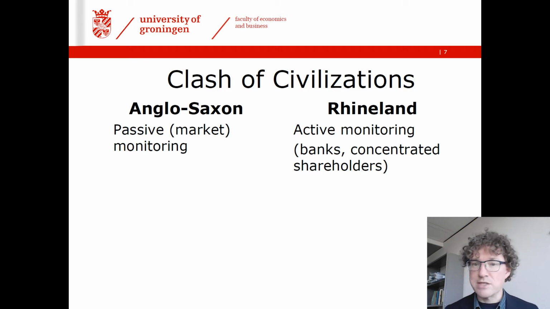Also, the banks might be on the non-executive part of the board to discuss firm strategy and firm investments, for instance, ex ante with the managers, so as to hopefully prevent them from taking actions which are not in the interests of the shareholders or the creditors.